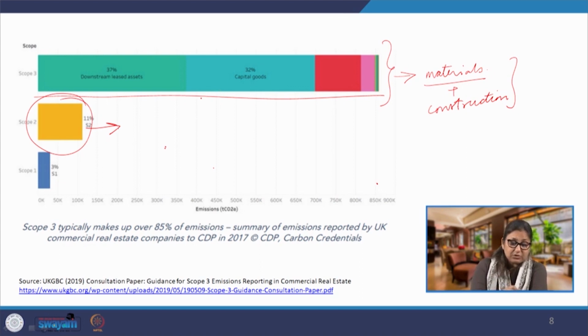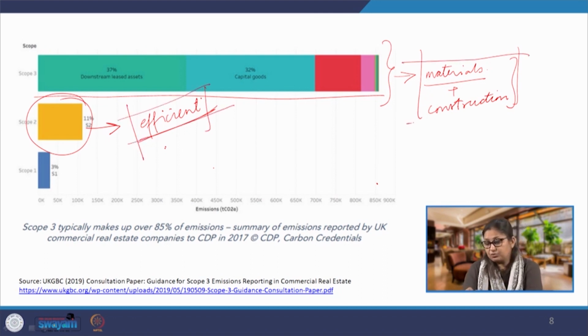When we are talking about scope 2, this is where, if we make the building an efficient building, energy efficient and water efficient, we can reduce the scope 2 emissions significantly, because we will be reducing the amount of electricity required to operate the building. So, these two are the tasks that we have to undertake to reduce the overall emissions of the building.